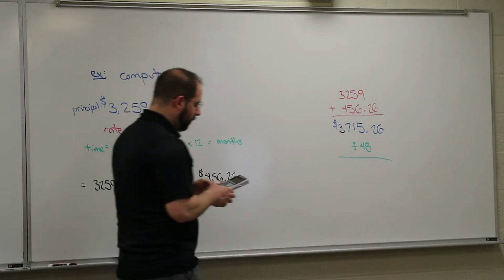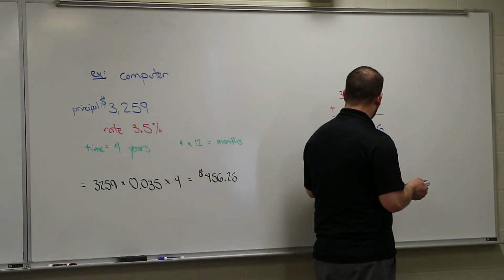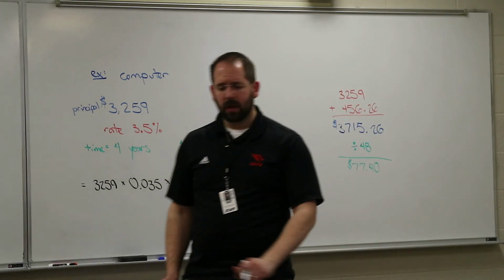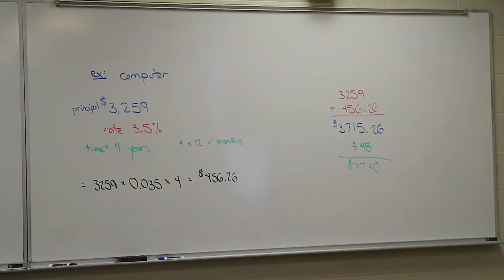So divided by 48, what are we getting? $77 payment? Yep, 77.40. So $77 payment. Not a bad payment for a computer for each month, but you got to pay for 4 years. Again, that's a very high-end computer. That's really high. That's out of control.